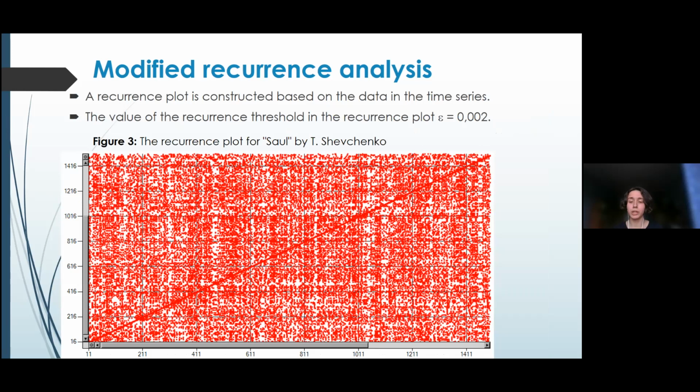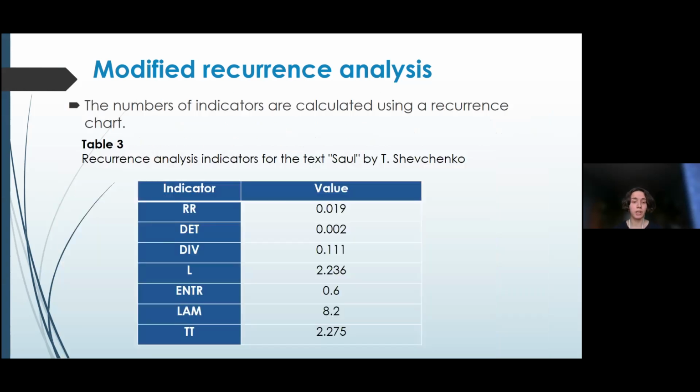And then we use recurrence analysis and count several indicators. We have 7 indicators, and these indicators help us to display some repeated moments in the text and represent different types of these repetitions.